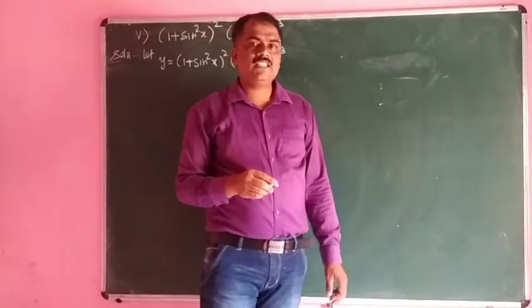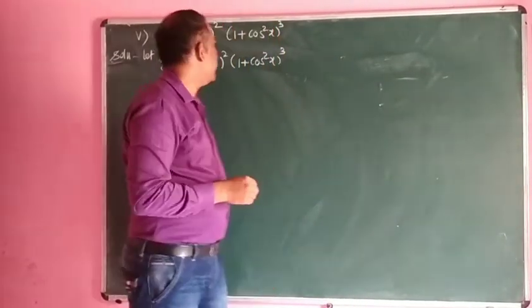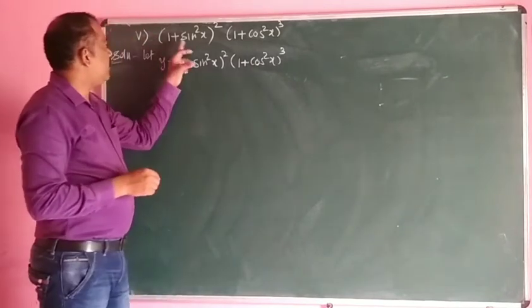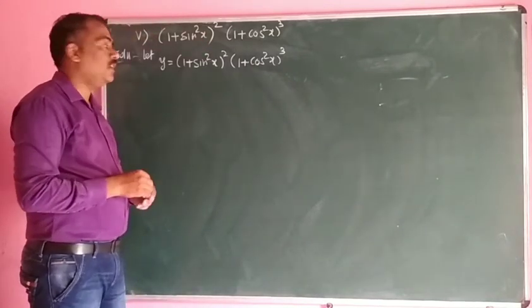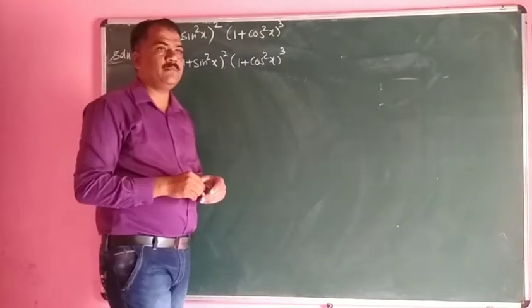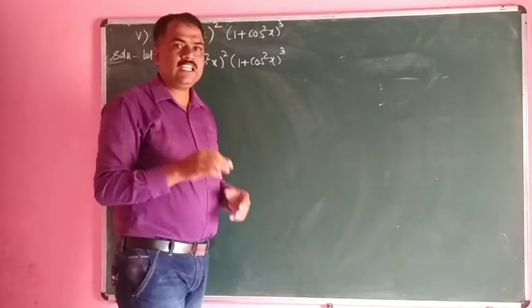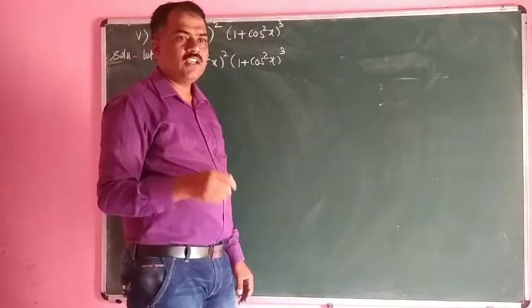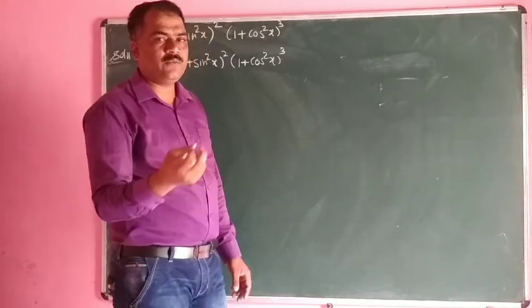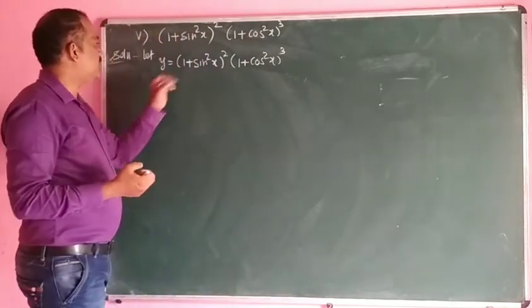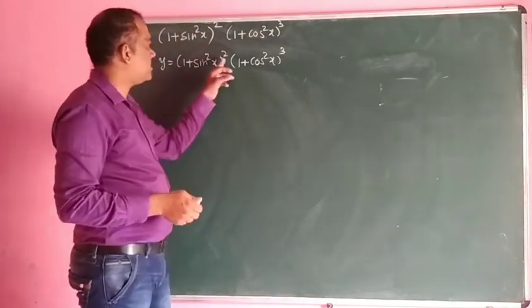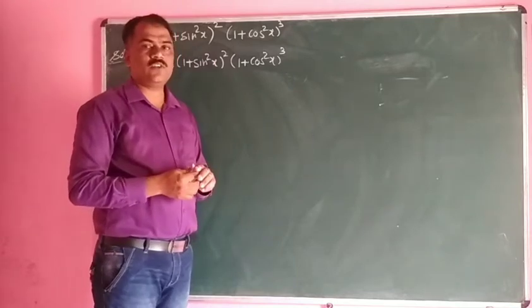Next example is example number 5. What is that example? [1 + sin²x]² × [1 + cos²x]³. What is the question? Differentiate with respect to x. To get the derivative easily, we have to let y = [1 + sin²x]² × [1 + cos²x]³.